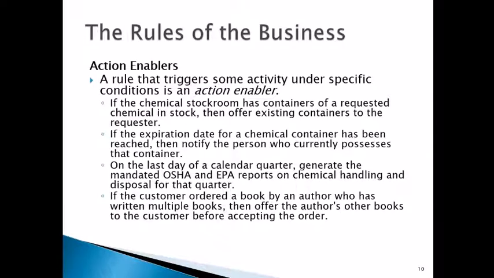Action enablers. A rule that triggers some activity under a specific condition is an action enabler. If the chemical stock room has containers of a requested chemical in stock, then offer existing containers to the requester. If they are available, then we give what is lying with us. Just like when you go to a store, if medicines are lying in stock, they take them out and give them to you, otherwise they keep them to sell later on the black market. If the expiration date for a chemical container has been reached, then notify the person who currently possesses that container.